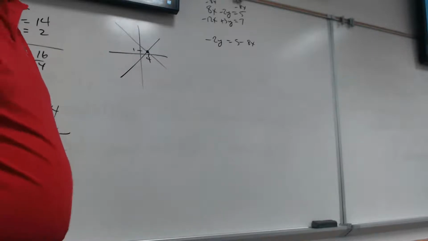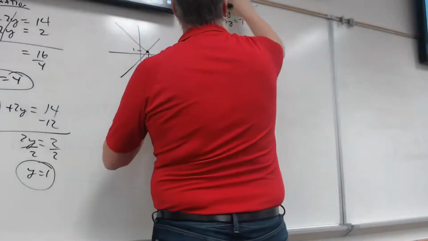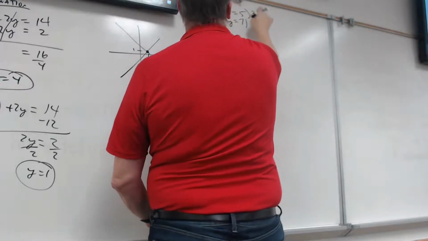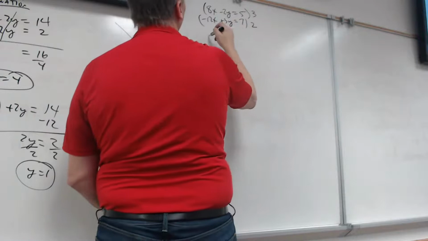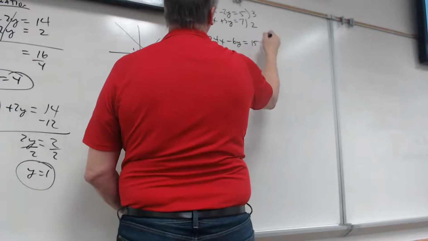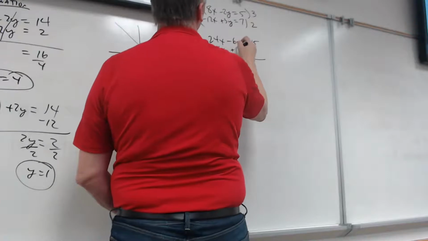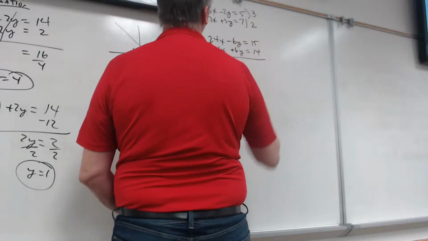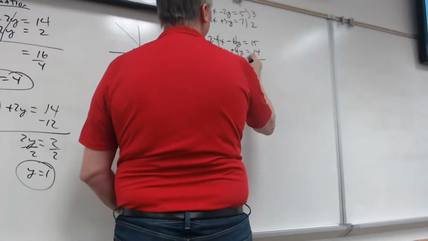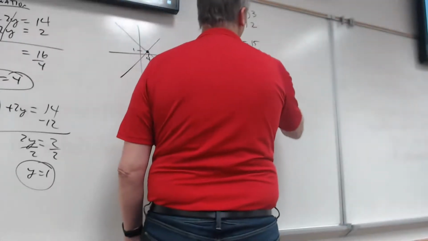Can you multiply the first equation by 3, the second equation by 2? Okay, so you're going to eliminate the y's. Yeah. So we're going to multiply the top equation by 3 and the bottom equation by 2. So the top equation is going to be 24x minus 6y equals 15. And the bottom equation is going to be negative 24x plus 6y equals 14. Okay. So those will cancel, but those are also going to cancel. And I'm going to get 0 equals 29.